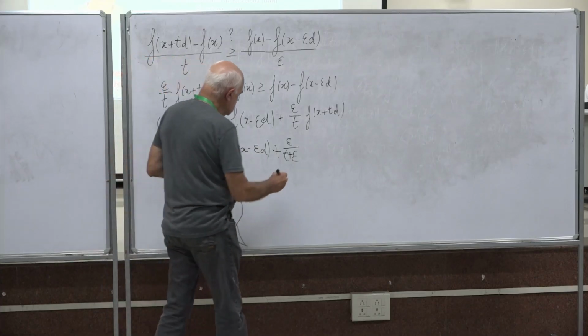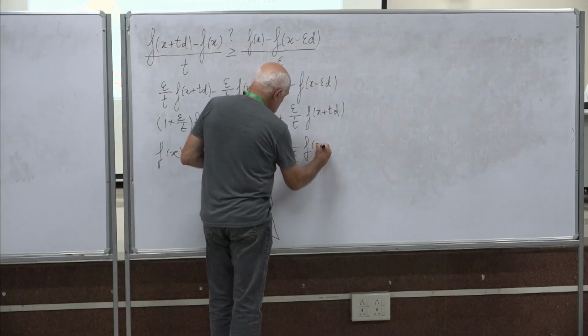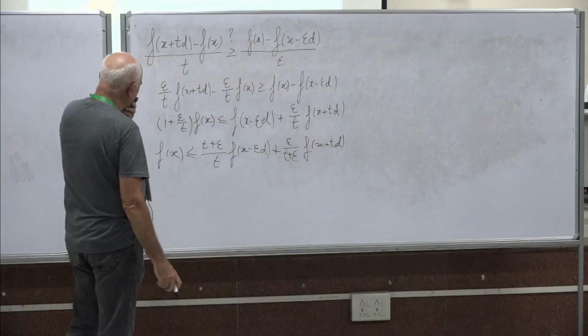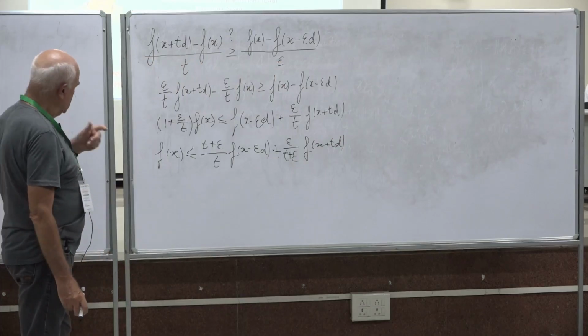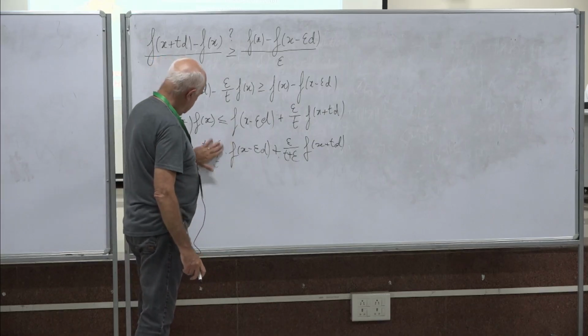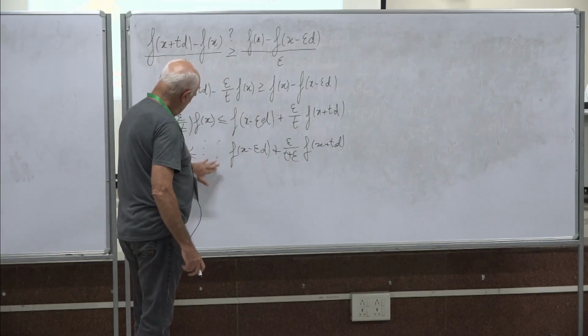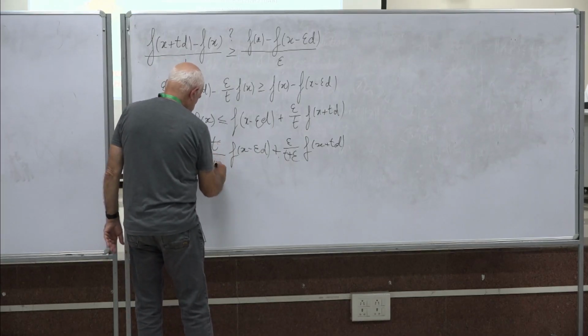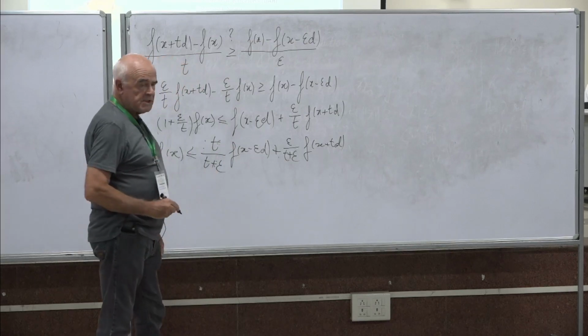Yes. Then again, I'm having trouble. First constant... Sorry? t upon t plus epsilon. Here it's wrong. It should be t over t plus epsilon. And why is this true?